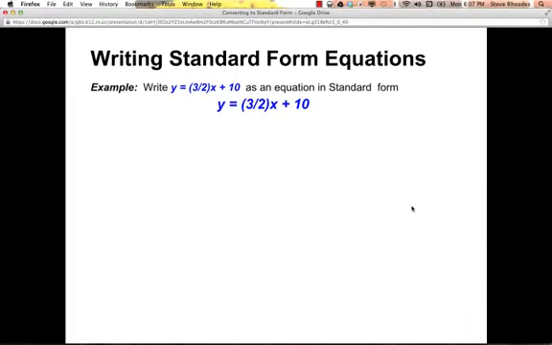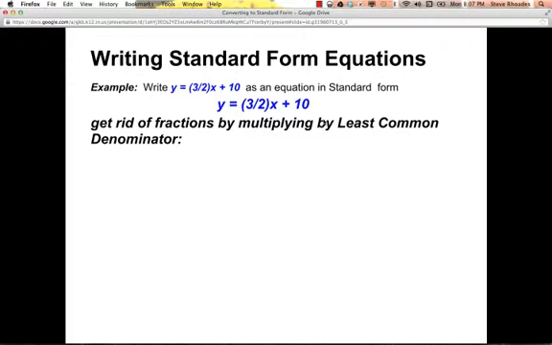Really, if you remember the last video, all we're going to do is just work backwards. Let's give an example. If we take the equation y equals 3/2 x plus 10, and we want to write that in standard form, you will notice that it is in slope-intercept form. 3/2 is the slope, and 10 is the y-intercept. What we want to do, very first thing, is to find the least common multiple of all the fractions that are in the equation. In this case, there's really only one fraction, that's 3/2. So we are going to multiply both sides of the equation by 2 in order to get rid of the fraction.